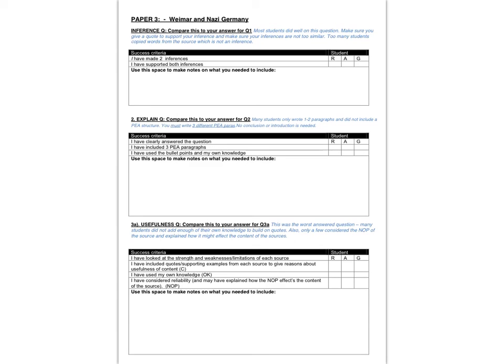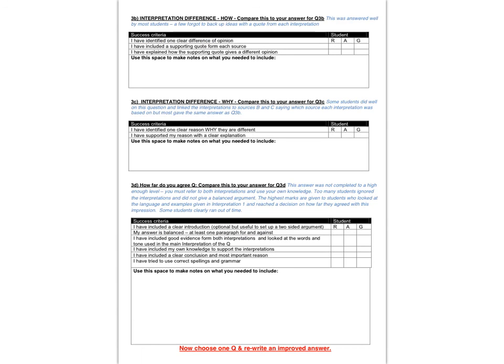Nothing at all. And again, moving on to question 3, it's the same format all the way through. This needs to be filled out, annotated, and deconstructed.